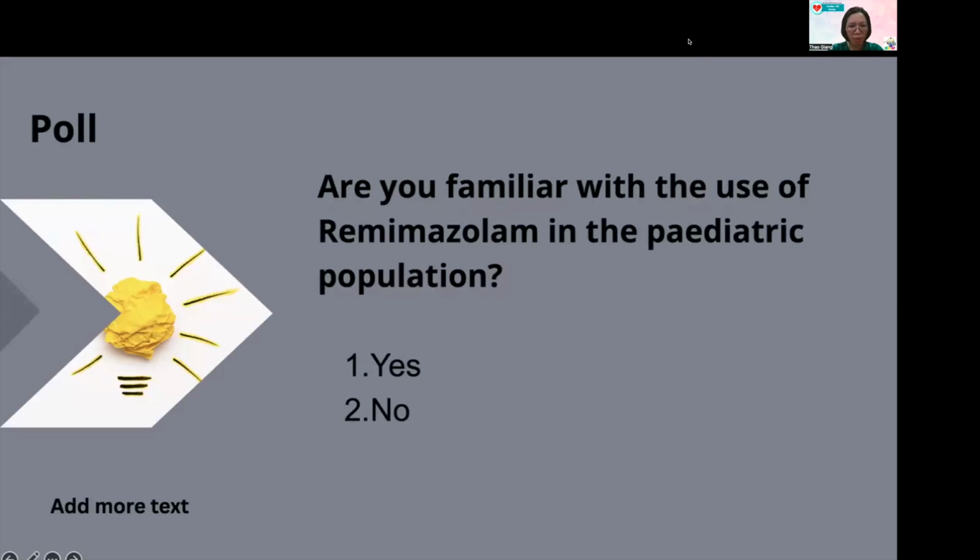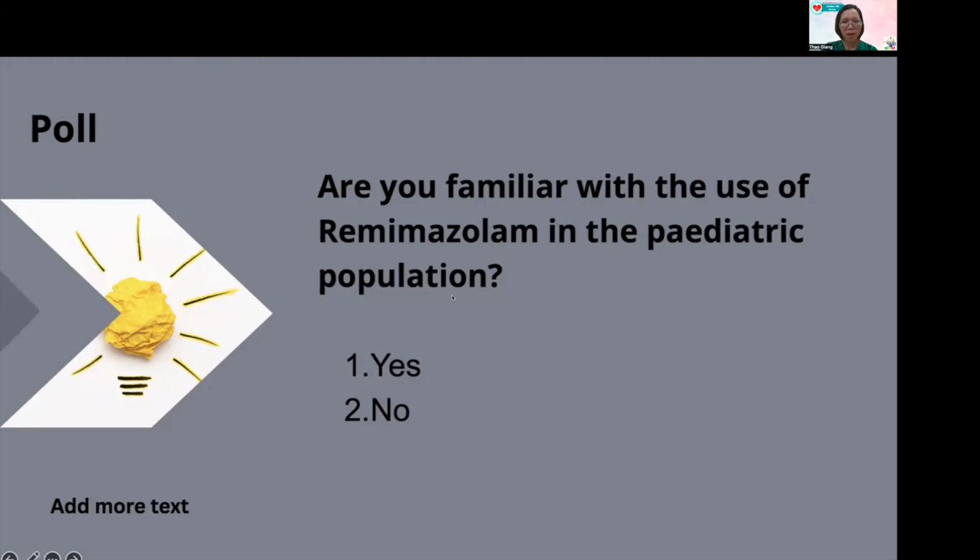Now, we will have the poll. Are you familiar with the use of remimazolam in the pediatric population? Yes or no? And poll number 2: when managing a Fontan patient in the diagnostic Cath Lab, which approach do you typically prefer? Number 1 is sedation with the natural airway. Number 2 is general anesthesia with spontaneous breathing with some extent of pressure support. Number 3 is general anesthesia with positive pressure ventilation. Number 4, unsure or no experience. Number 5, none of the above.